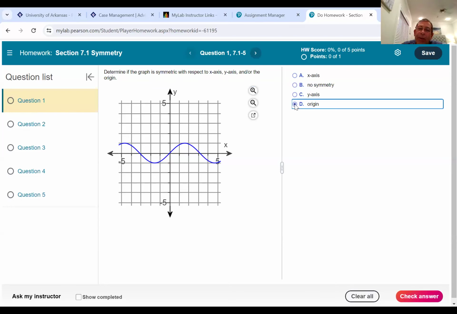Also, I'll tell you how else you can tell. Remember, if it's symmetric to the origin, it's odd. Well, y'all look how many times it's crossing the x-axis. 1, 2, 3. So an odd function will also cross the x-axis an odd number of times, and even functions will cross the x-axis an even number of times. So y'all, you just come and you check your answer.